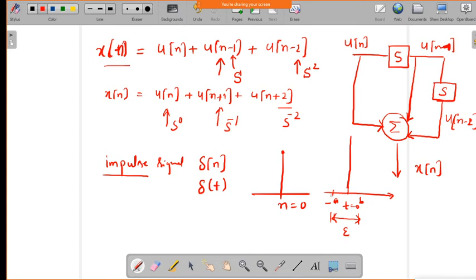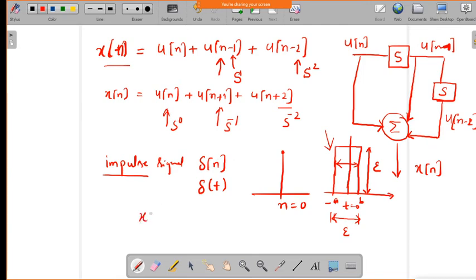So it has a small duration and a small height. In the continuous case, even though the pulse duration is very small, when the width reduces, the pulse amplitude increases, and if the pulse amplitude decreases, the width increases. So this is how we can represent the impulse function in continuous time.